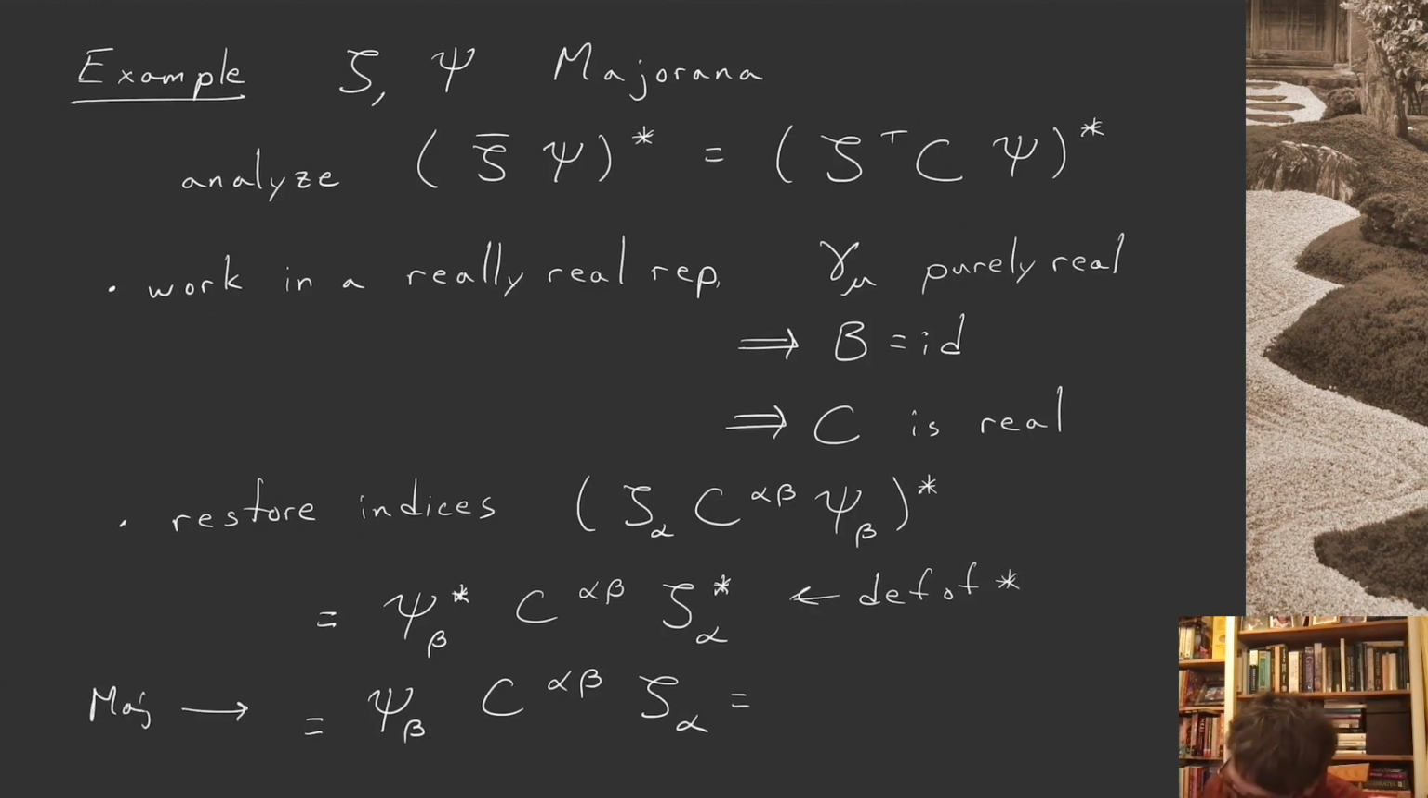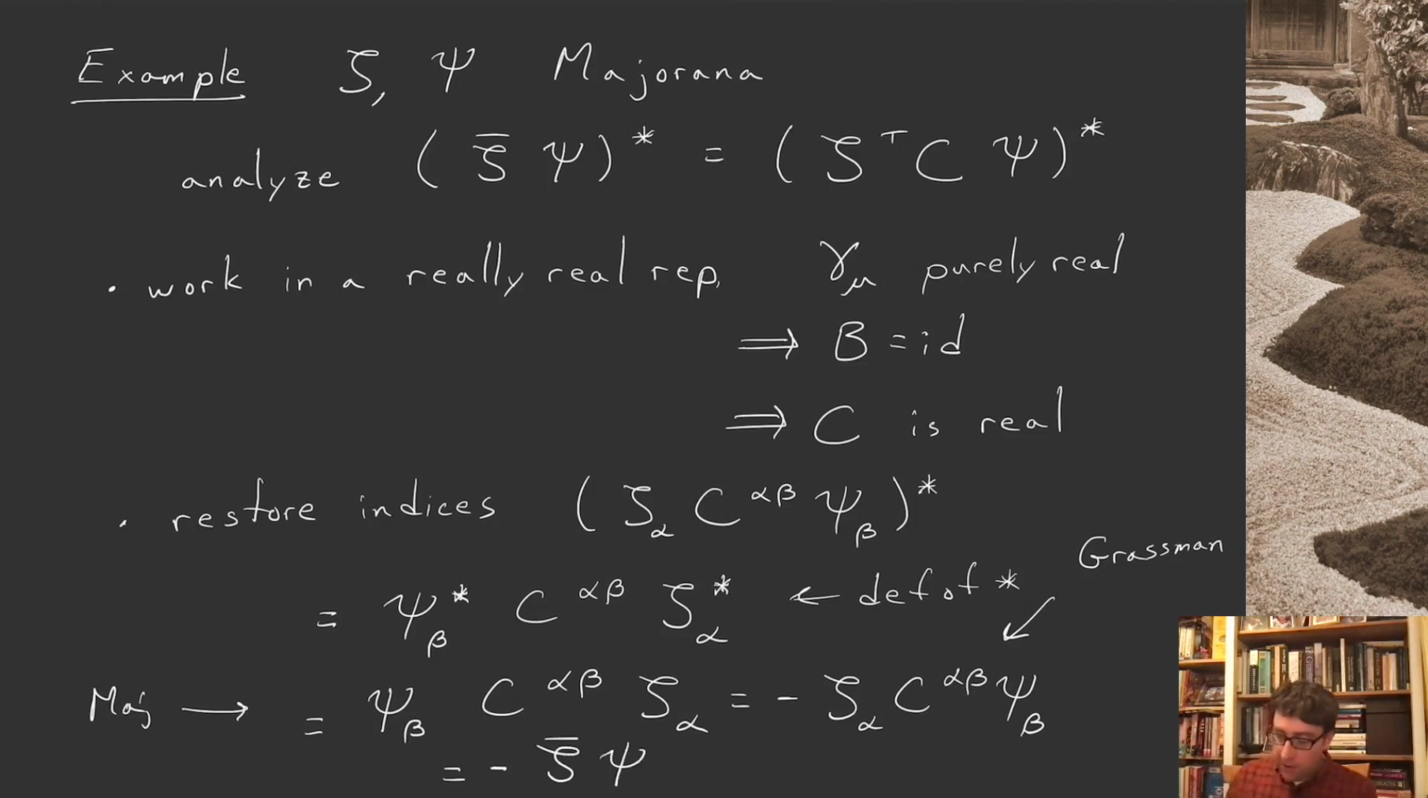And now finally, I'm going to use the fact that these are Grassmann numbers to flip psi and zeta, and that will give me a minus sign. So I'm going to get zeta alpha, C alpha beta, psi beta. So again, this is because they're Grassmann. And now finally at the end I can write this as minus zeta bar psi.